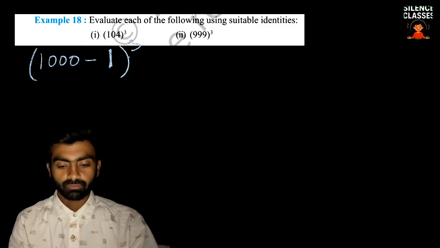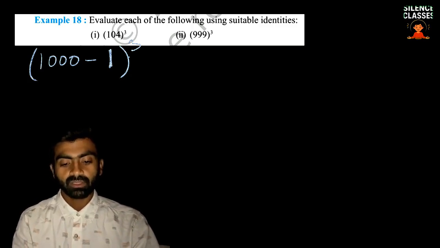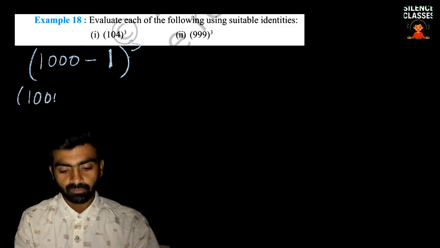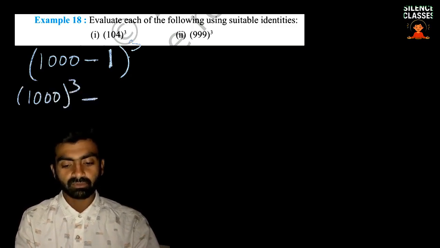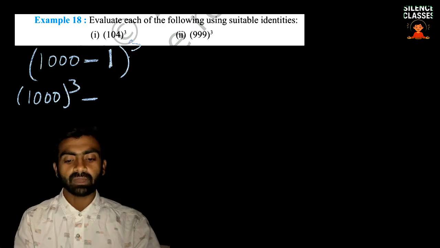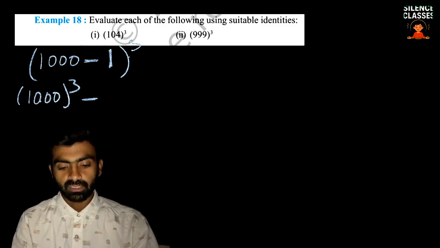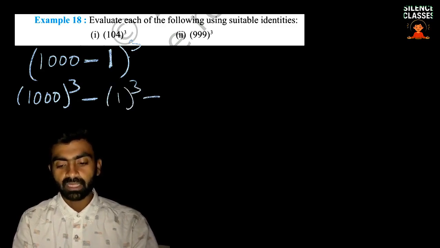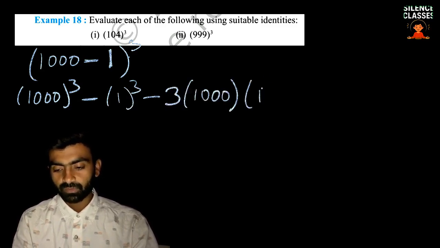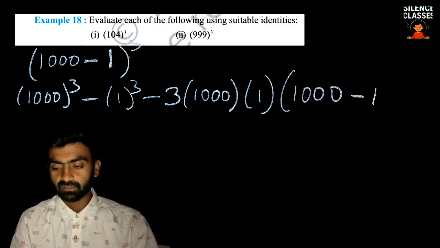So what we will do, a minus b whole cube. A cube means 1000 whole cube, and the minus sign is over here, so we will use the identity a minus b whole cube. We will use this particular identity given over here, for x minus y whole cube. Each and every sign will be subtraction. So we will use a cube minus b cube minus 3ab times a minus b, means 1000 cube minus 1 cube minus 3 times 1000 times 1 times 1000 minus 1.